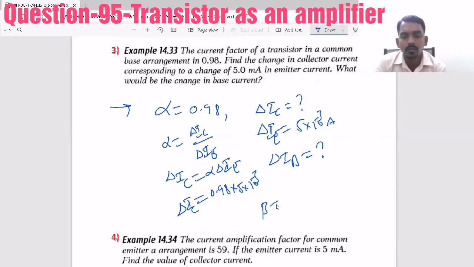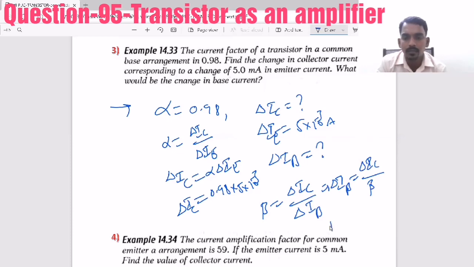Now beta equal to what? Delta IC by delta IB, common emitter. Now we got delta IC, and we have to find delta IB. So delta IB will become delta IC, already we found, by beta, where beta you can find from alpha. Beta equals alpha by 1 minus alpha. So use these relations and you can find it. Whatever may be the question, you will use those equations whatever I have given: 3 equations for common base, 3 equations for common emitter.